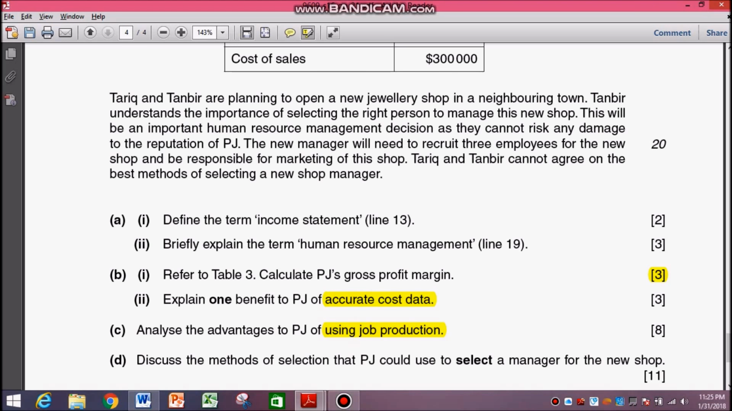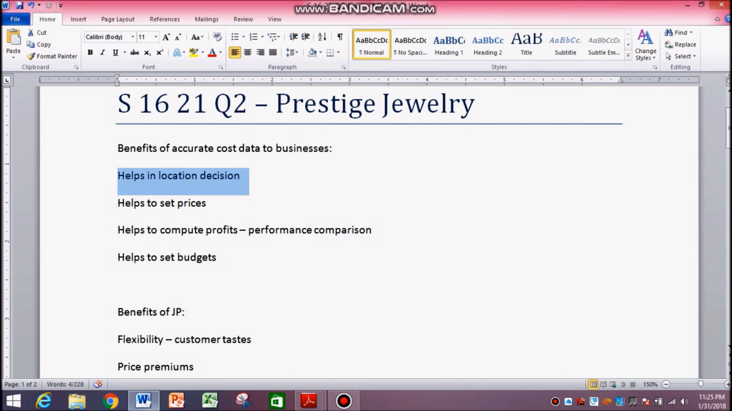So what you do is you write whatever advantages you can think of on the question paper with a pencil, so that when you read the case, you just have to identify the areas where you can apply these knowledge points. For example, as I can show you here, it helps a location decision, it helps to set prices, it helps to compute profits, it helps to set budgets, and so on and so forth.